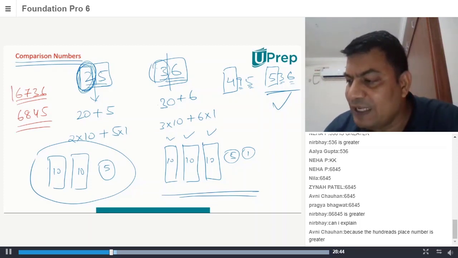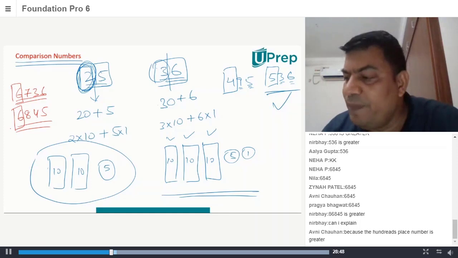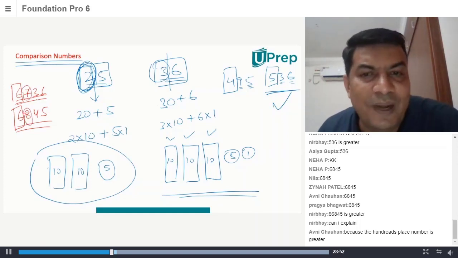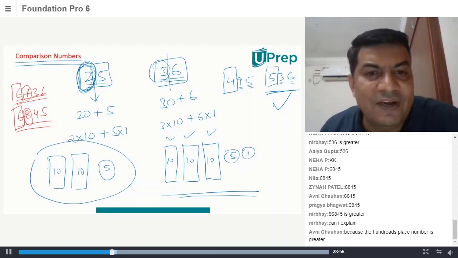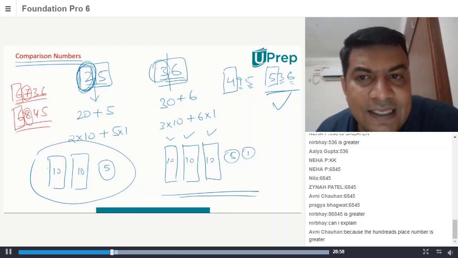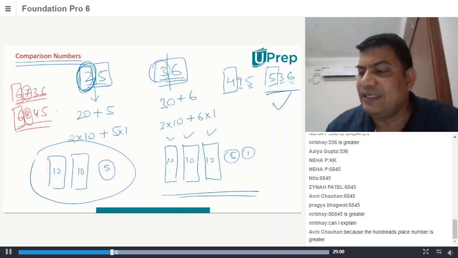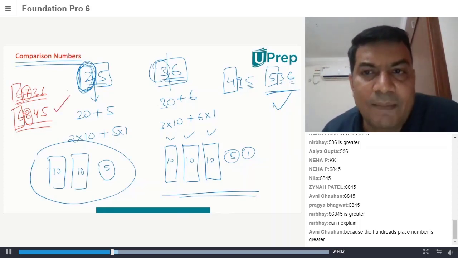Your thousands place is the same, therefore you immediately check your hundreds place. In your hundreds place, 8 is there, and here you have 7. Between 8 and 7, which is greater? 8 is greater, therefore we immediately say that 6845 is the greater number.